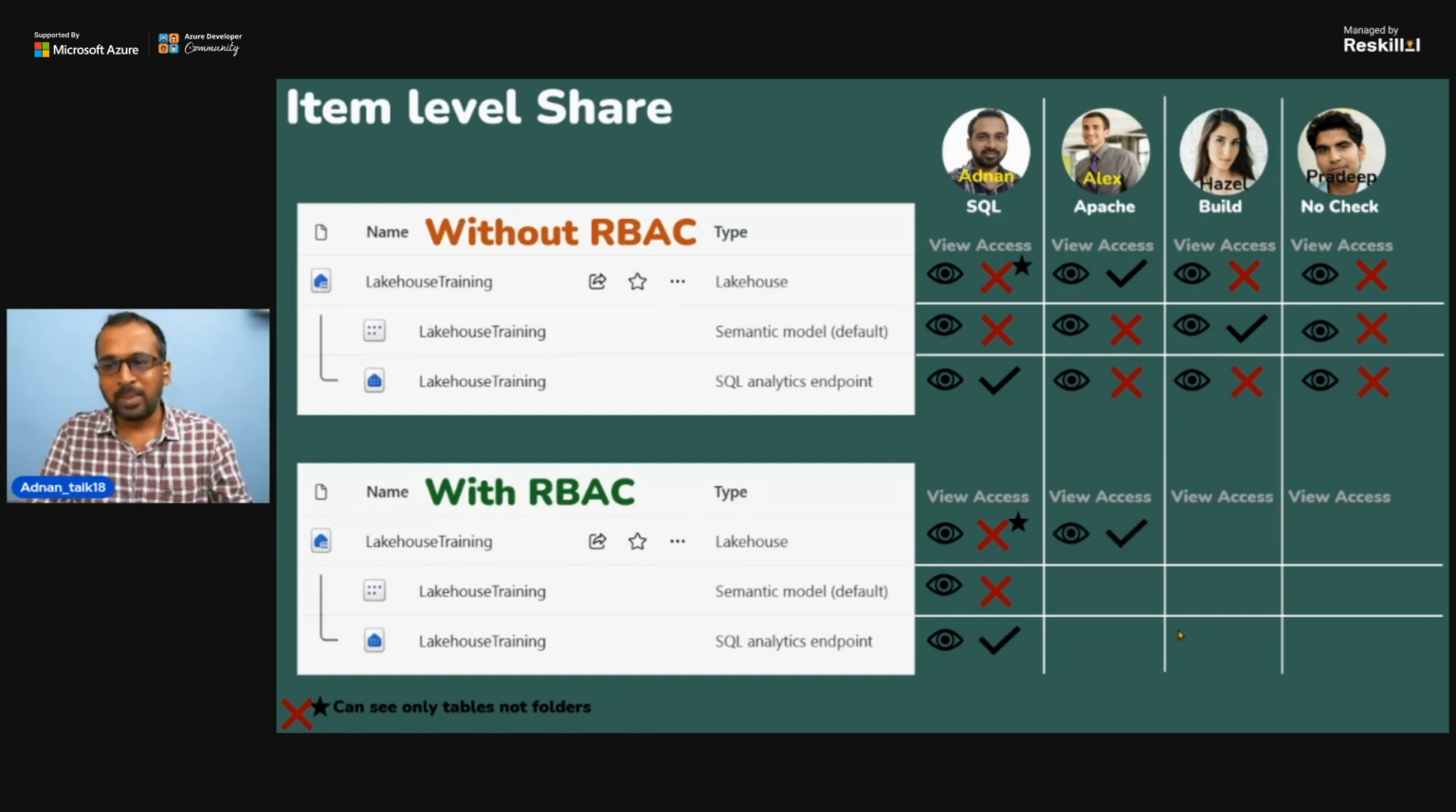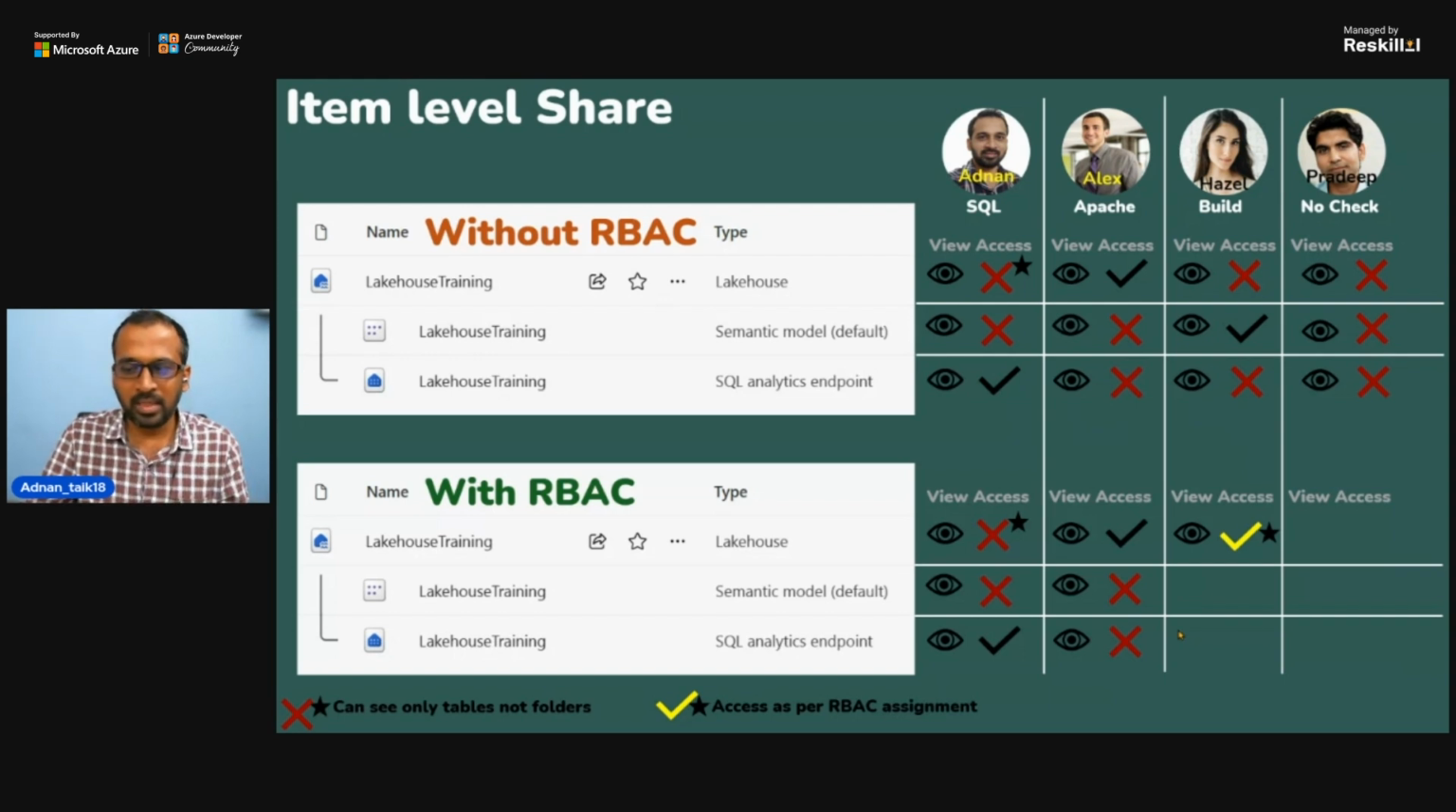Now, for the read all permission, it's again the same thing. There is no change. They can only access the lakehouse and do whatever they want to do here. Now, when it comes to build permission, which is for Hazel, she has a slightly different option here, which is that she can view and access as per the role-based access control assignment. So if we are assigning the build permission and also giving some access to Hazel inside your lakehouse, then she can access the folders inside it. And anyway, she can build the report, and she cannot access the SQL endpoints.